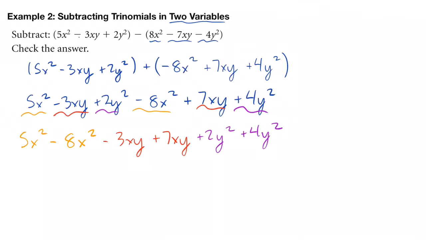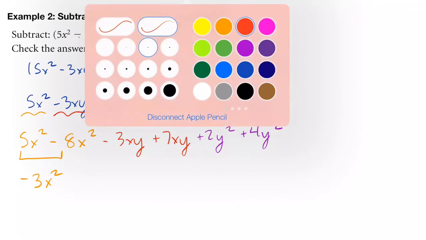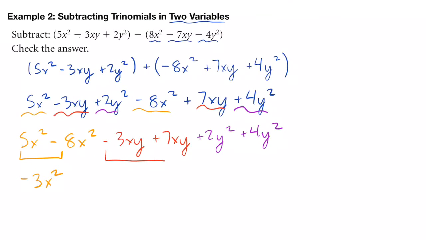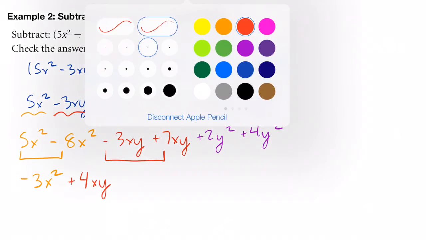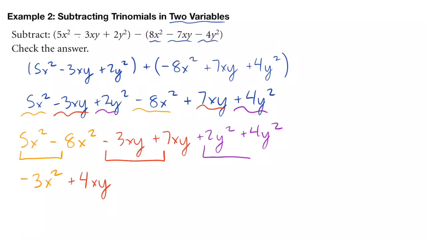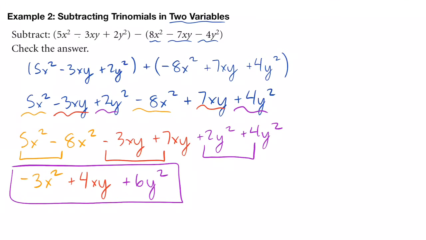Now we just add our coefficients. 5 minus 8, which is negative 3x squared. Negative 3 plus 7, positive 4xy. And lastly, 2 plus 4, which is positive 6, and those are y squareds. So that's my answer for this.